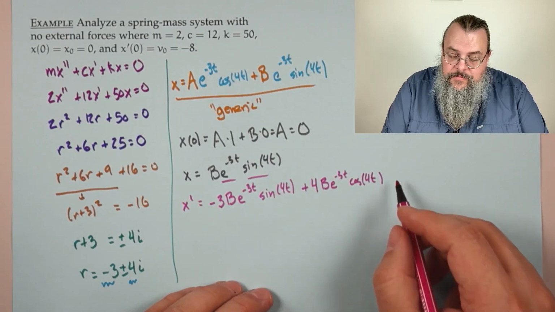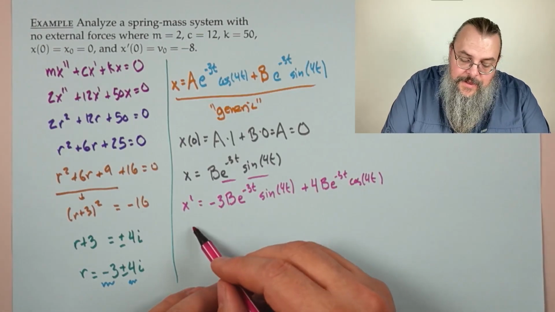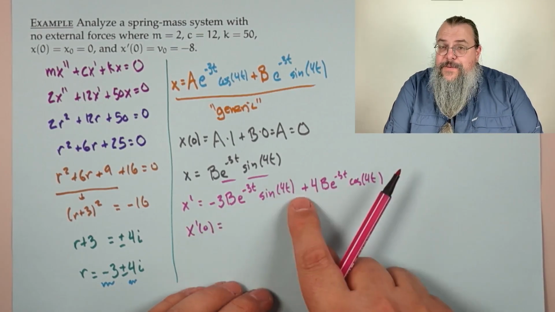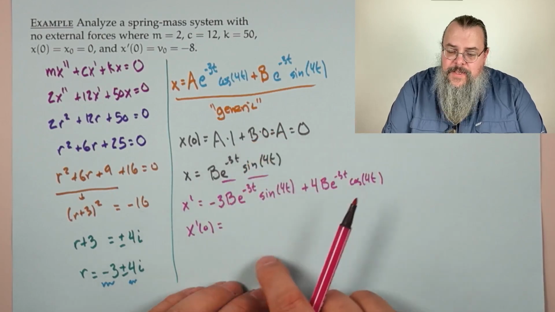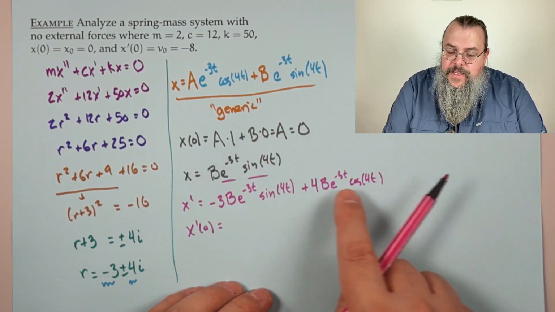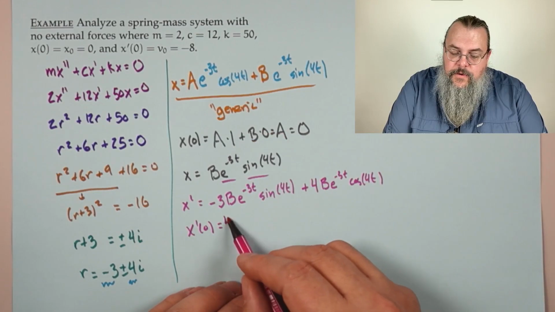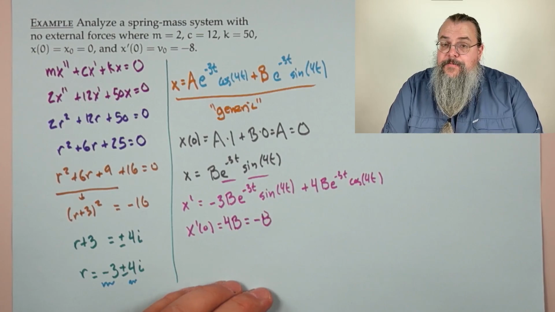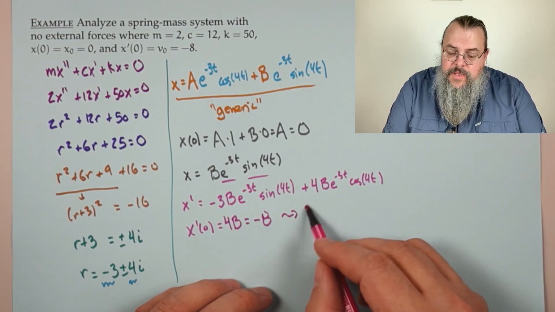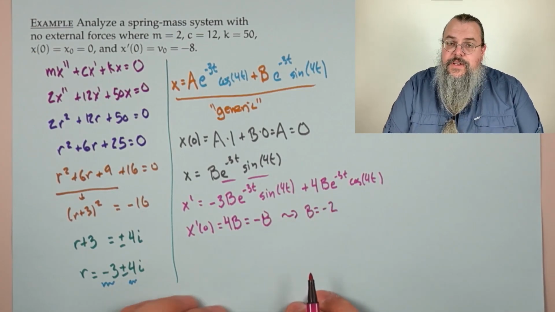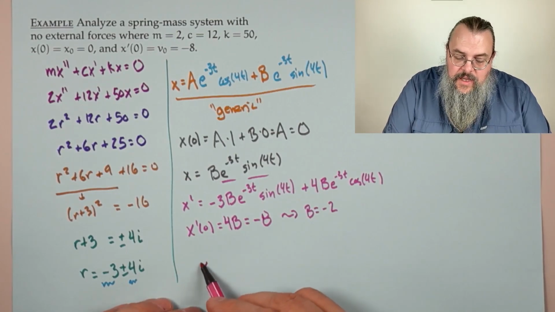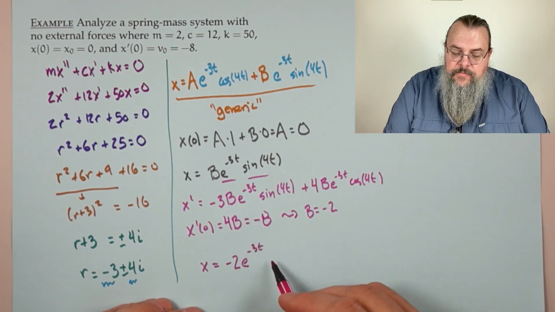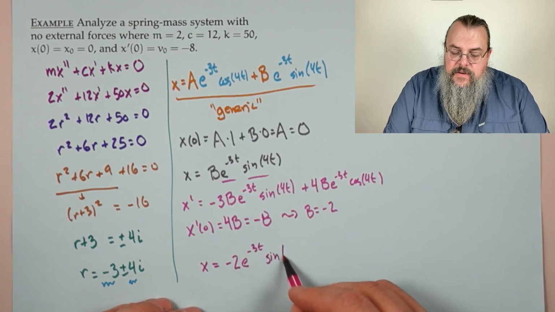Now, what does this equal? Well, we have to plug in 0 first. x prime at 0 is 0. Sine of 0 is going to knock out the first term, just like it did up here. Cosine of 0 is 1. e to the 0 is 1. So we end up with 4b. And we're told that that's equal to -8. Okay, so b is -2. So finally, putting this together, we get that x is -2 e to the -3t times sine of 4t.